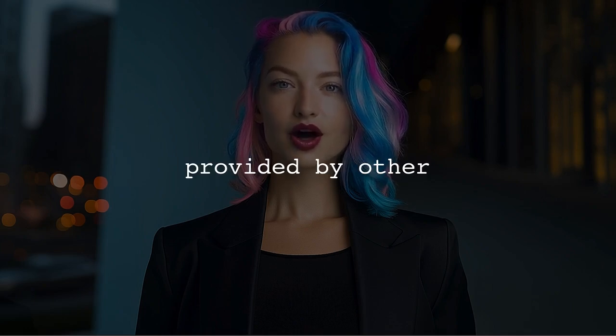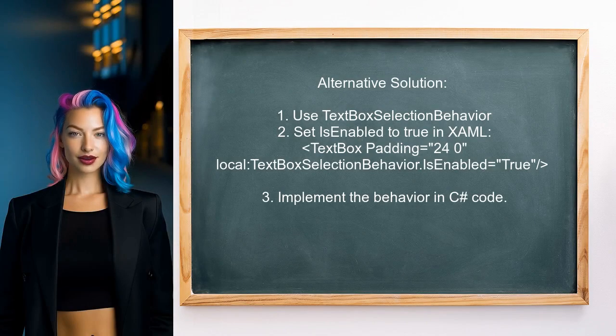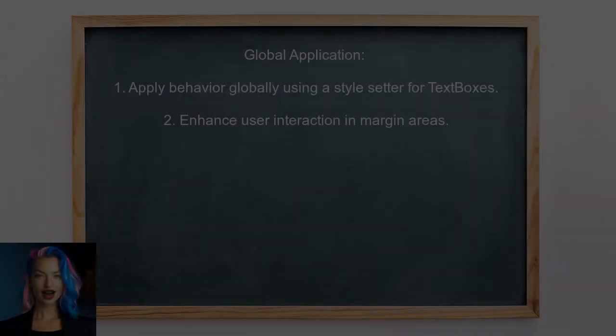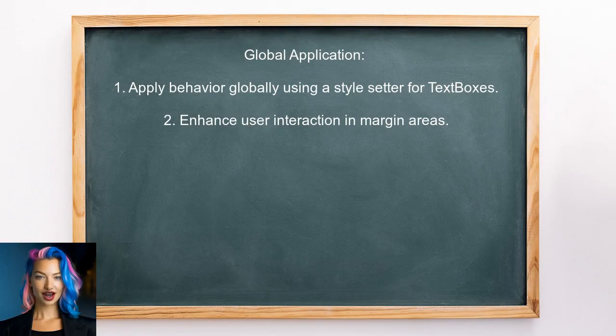Now let's look at the answers provided by other users. An alternative solution suggests using an attached property called TextBoxSelectionBehavior. This approach allows you to make the margins of a WPF text box clickable and selectable. You can enable this behavior by setting the IsEnabled property to true in your XAML code. The user explains that this behavior can be easily applied globally through a style setter for all text boxes. This way, you can enhance the user experience by allowing interaction in the previously inactive margin areas.